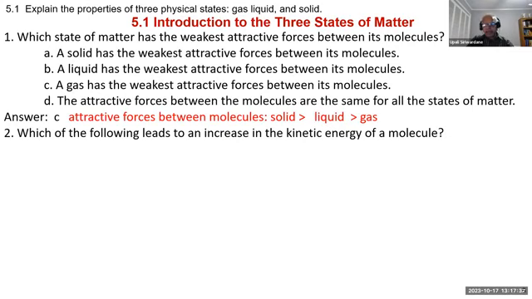Which of the following leads to an increase in kinetic energy of a molecule? Kinetic energy is associated with velocity. We talked about it: kinetic energy is half m v squared, where m is mass and v is velocity. Therefore, kinetic energy is related to the velocity of the molecules. Velocity in molecules is related to temperature. As you increase the temperature of a gas, the particles of the gas move faster. Therefore, kinetic energy is directly proportional to the temperature of the gas.